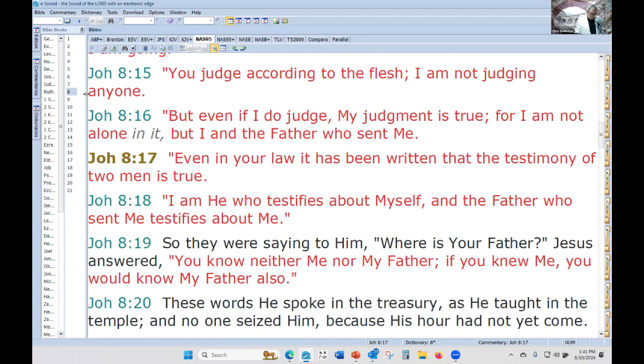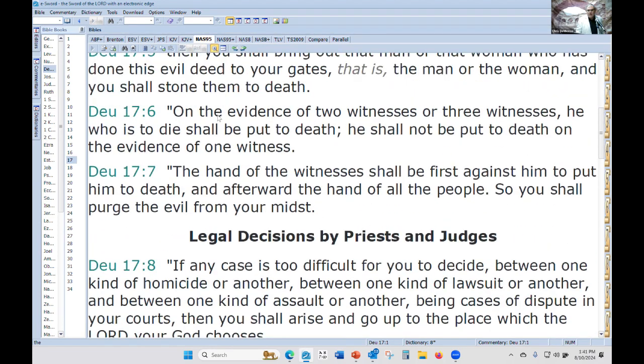This is pretty important stuff. Deuteronomy 17:6. On the evidence of two or three witnesses, he who is to die shall be put to death, and he shall not be put to death on the evidence of one witness.